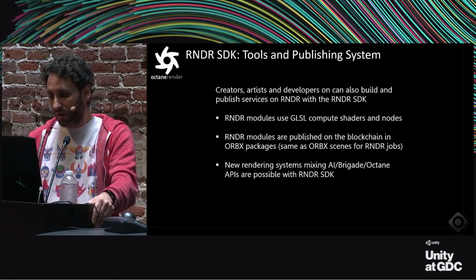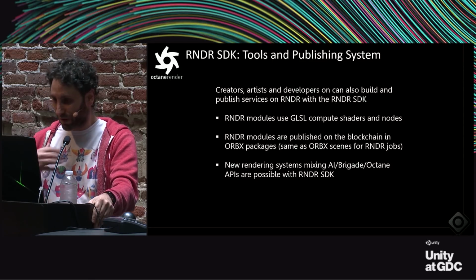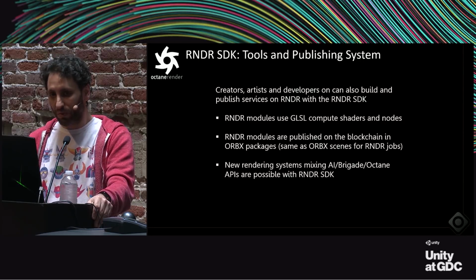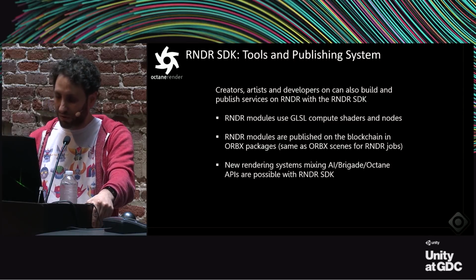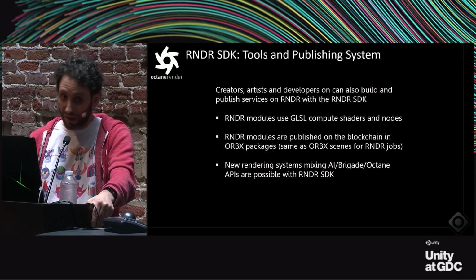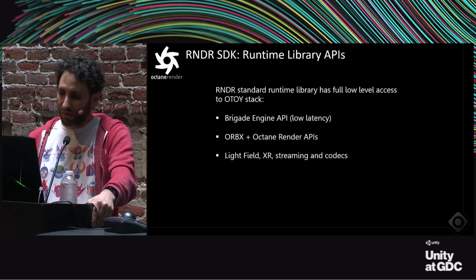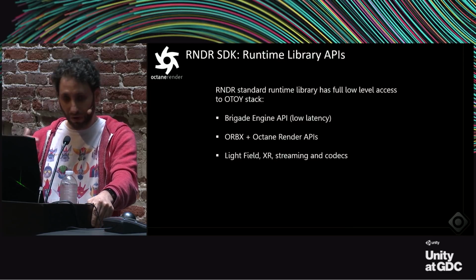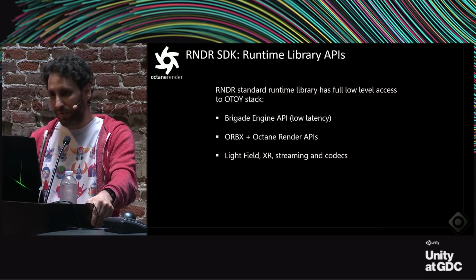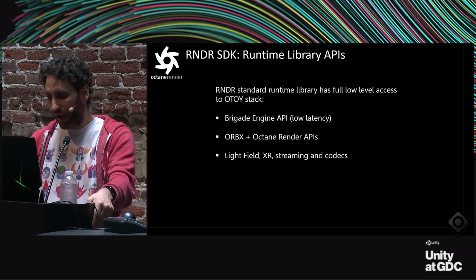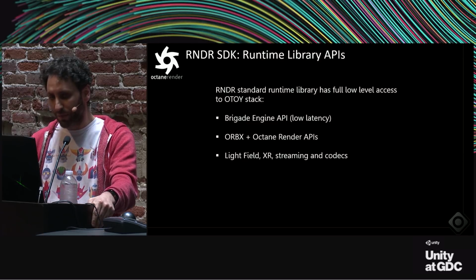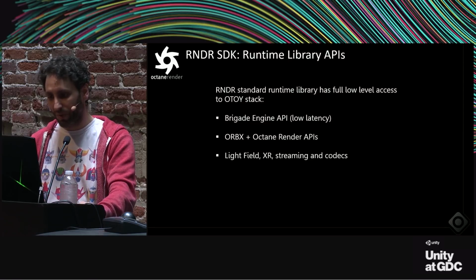So for third parties looking to build things on top of this stack, obviously we're using it, we're dogfooding it for Octane. The simplest way to do that is with GLSL. We're building a GLSL front end for the Render SDK, and you can create modules that plug into Octane or Brigade even, or even go lower level, including accessing Urbach, which is our interchange format. And I think a lot of people have been interested in our light field work and our streaming light field work in particular. So all of that is accessible in this SDK.